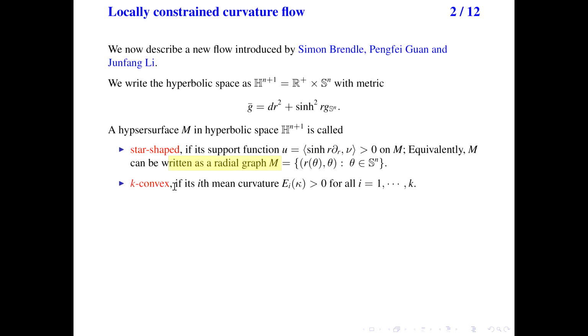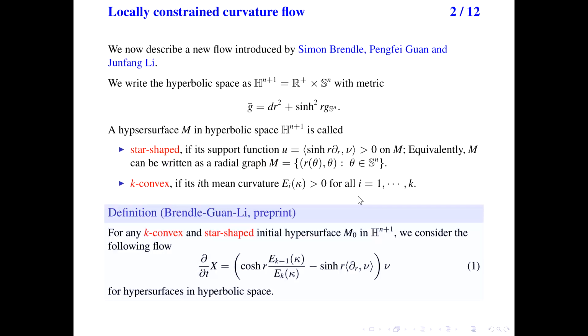Then for k-convex, as we mentioned in part 1, this means that the i-th mean curvature E_i is positive for all i up to k. Then for k-convex and star-shaped initial hypersurface, we consider the following flow. The curvature term in the speed of the flow is the quotient E_{k-1} over E_k. There are some other terms in the speed, which are cosh r and the support function.